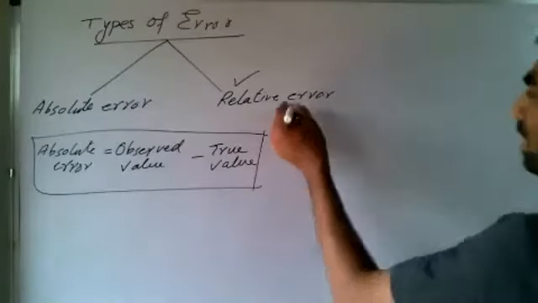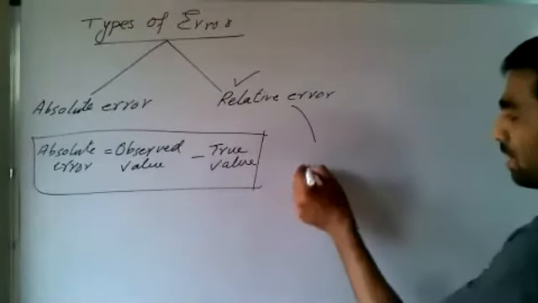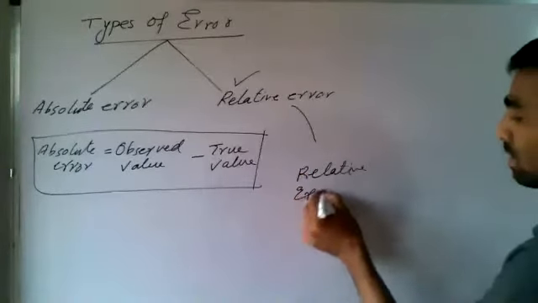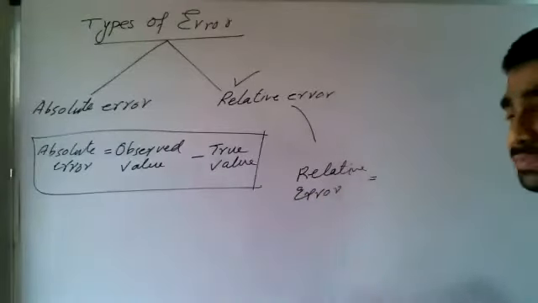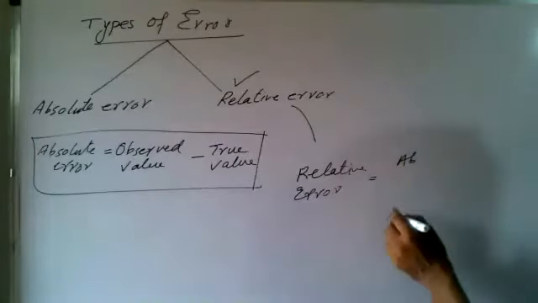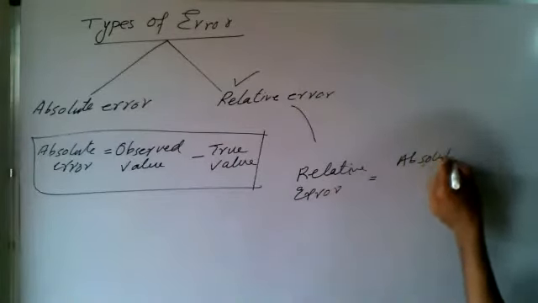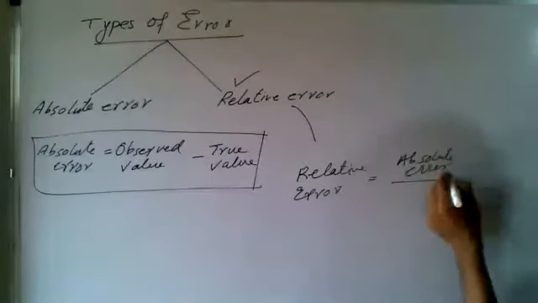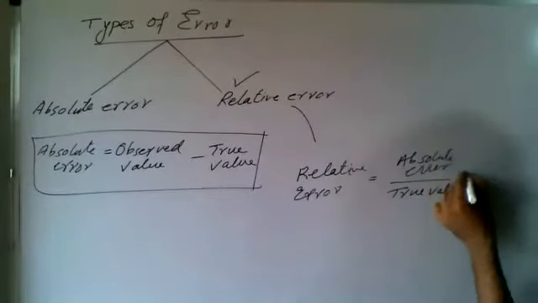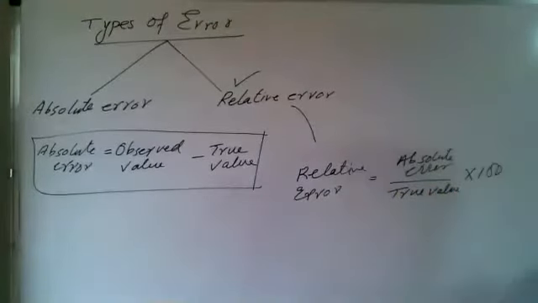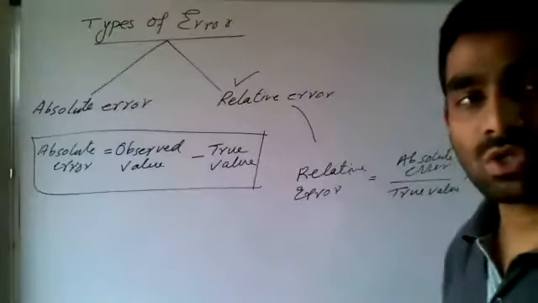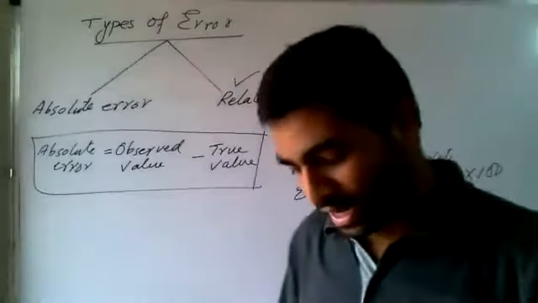And what is the meaning of relative error? A relative error, you must remember this formula, is equal to absolute error divided by true value into 100. We always measure this relative error in the form of percentage. So this is what the absolute error and the relative error are.